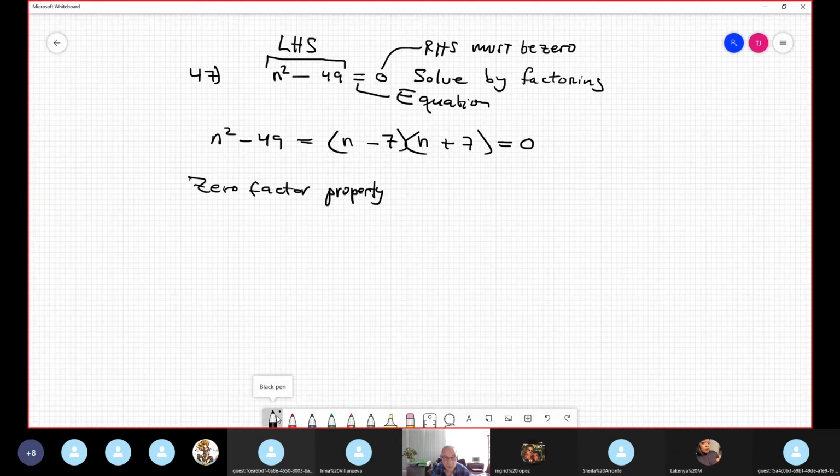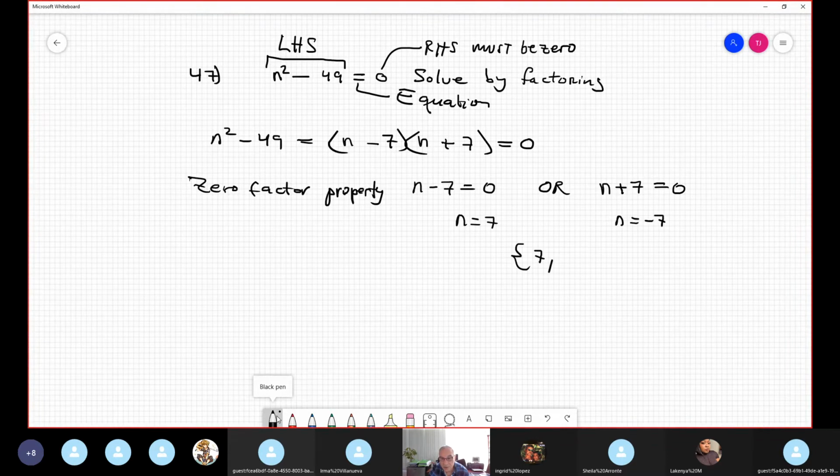The zero factor property is: if two factors multiply to equal 0, then the first one is 0 or the second is also 0. So basically you break this equation down into two equations, and you solve them separately. The answer is 7 and the answer is -7. The solution is positive 7 and -7. It doesn't matter the order of your listing; 7 and -7 is option B.